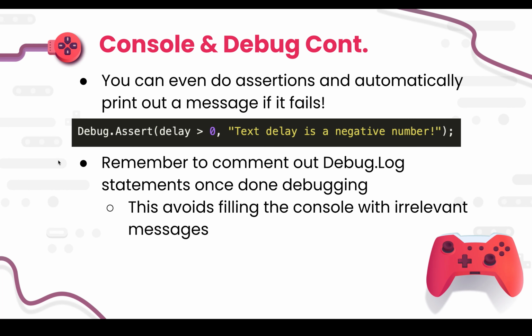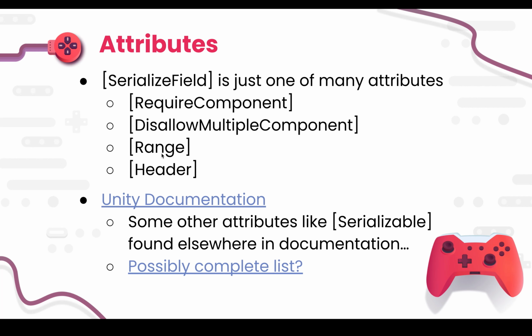Okay, there's also the range attribute. You can place this before a variable to indicate what the valid range is that you can put in via the editor. So for example, you can prevent people from putting in -3.5 for the delay between characters by setting the range to be 0 to 1, for example.